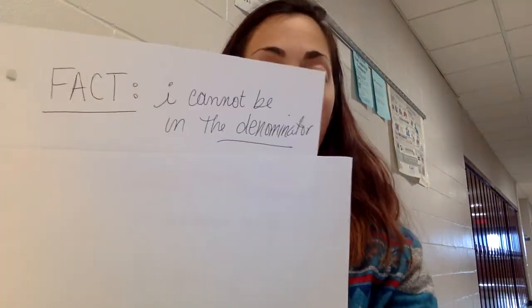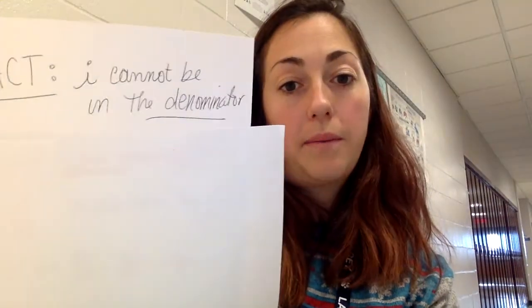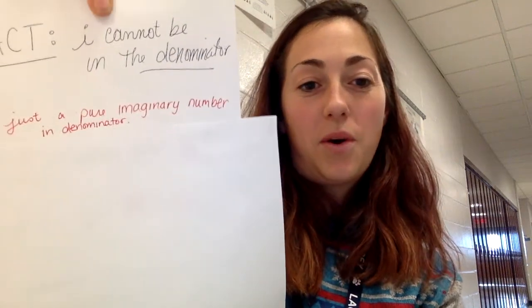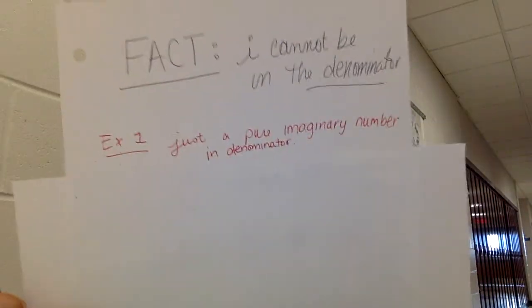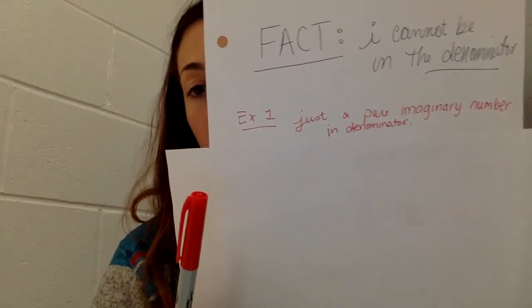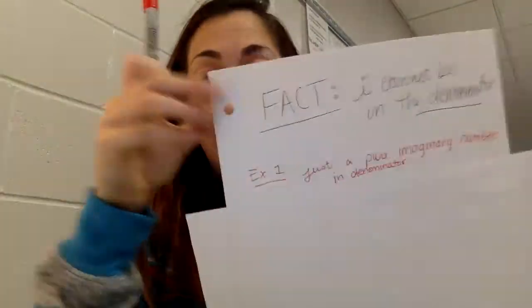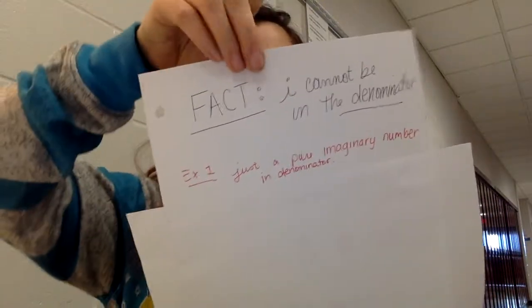Last thing to talk about is dividing. All right, almost done. So the fact that we need to know is i cannot be in the denominator. So I'm going to give you 2 examples. One example is when we have just a pure imaginary number in the denominator, like just i, not 2 terms, 4i, 7i, right? Something like that, how you would deal.